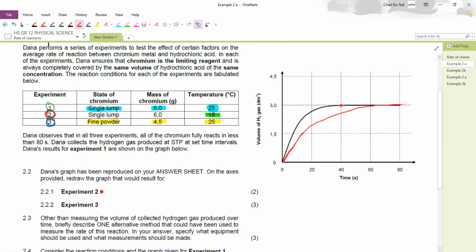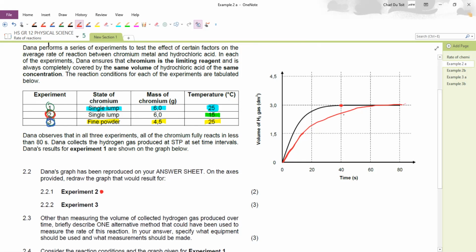Do you understand that? So the gradient will be lower because the temperature is lower. Therefore, I will have less collisions. The kinetic energy of the molecules will be less. So I'll have less collisions. So I'll have a slower rate of the reaction. But 3 cubic decimeters of hydrogen gas will form. It will just take longer.